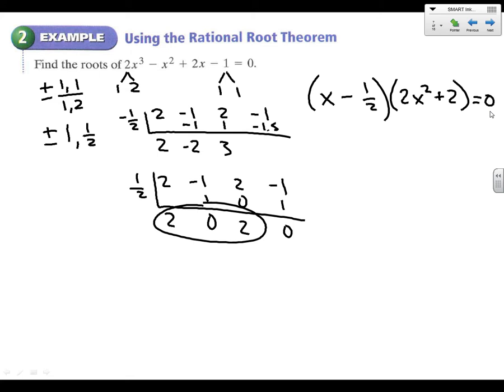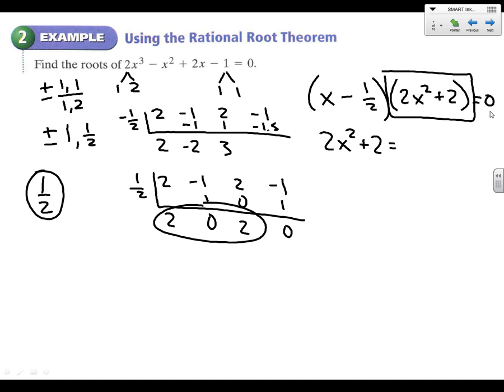We know one of the factors already is x minus 1/2. We're going to keep that. We don't need to go through synthetic division anymore because we can just solve this one. Anytime you're down to x squared, we have tools to solve that. Let's set it equal to 0 and solve. Well, minus 2. So 2x squared equals negative 2. x squared equals negative 1.